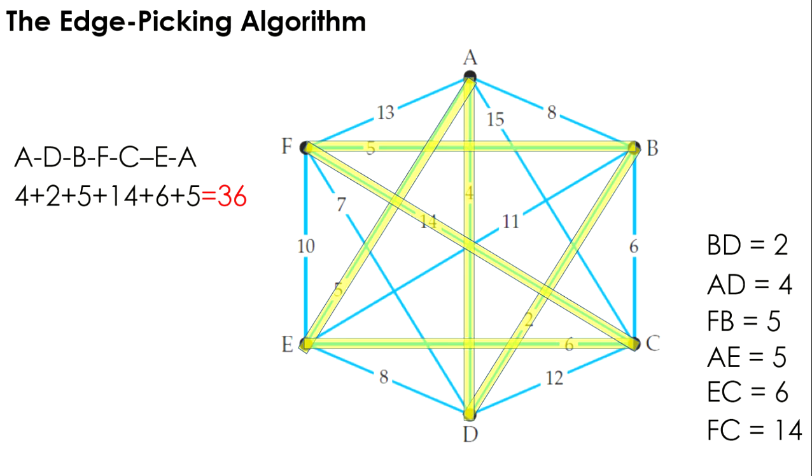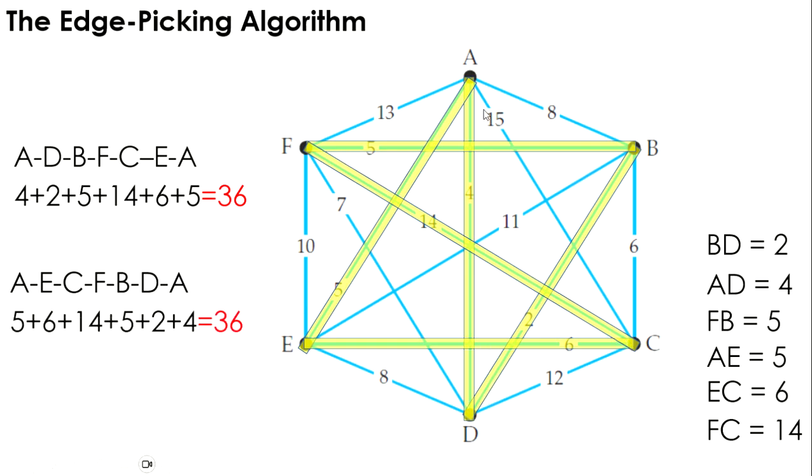Okay, and then also if we're going to reverse it, let's start with A going to E, then going to C, going to F, B, D, A. The result is the same. The total of that is 36. Okay, and also if you're going to start with B, C, D, E, or F, the weight of that is still 36.